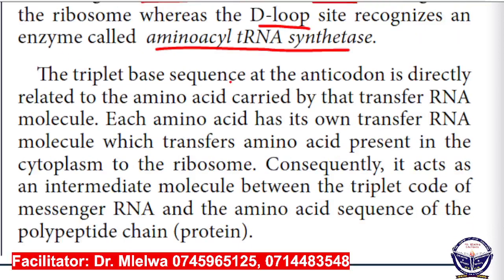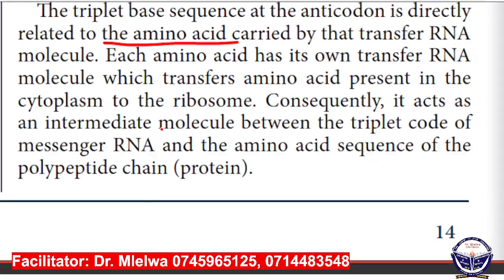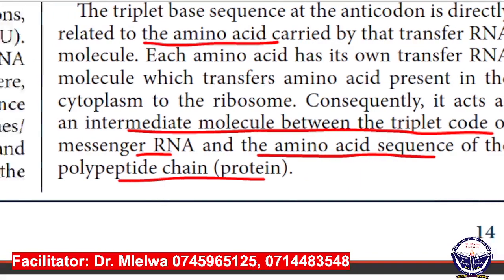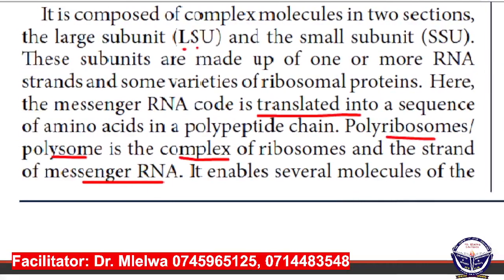The triplet base sequence of the anticodon is directly related to the amino acid carried by that transfer RNA molecule. So each amino acid has its own transfer RNA molecule, which transfers amino acid present in the cytoplasm to the ribosome. Consequently, it acts as an intermediate molecule between the triplet code of the messenger RNA and the amino acid sequence of the polypeptide chain. Kwa hiyo inaact kama intermediate molecule.